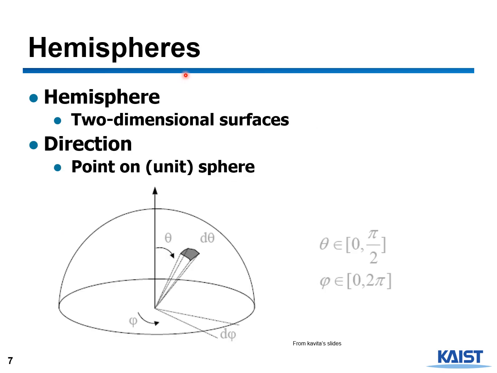Now I'd like to talk about hemispherical coordinates. In a lot of cases we need to use the hemisphere to define some of the radiometric quantities. Here we are showing that this hemisphere is just a two-dimensional surface, right? So we just need two parameters, theta and phi, which basically correspond to longitude and latitude. A direction in space can be defined by just defining a point on this unit hemisphere.